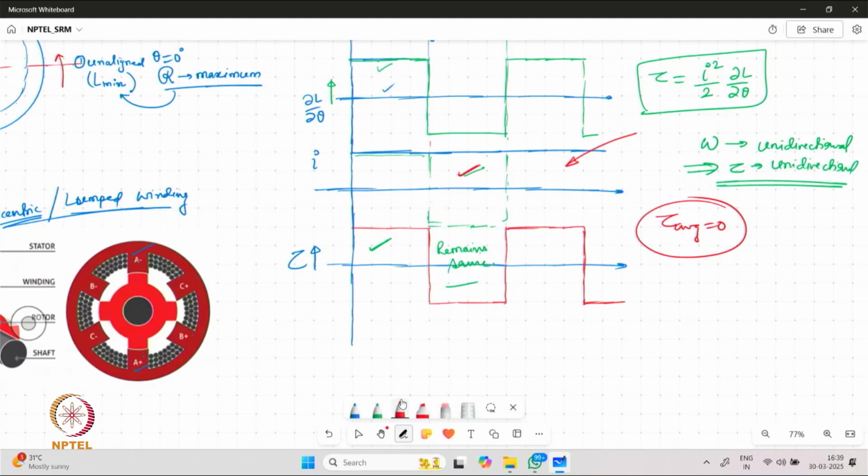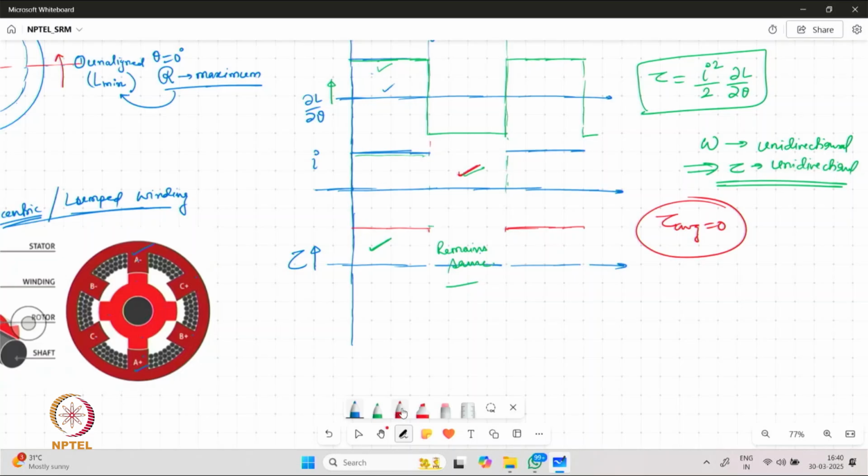So, practically what is followed is that the current is applied only over the durations when the torque is having a uniform direction, that is, dL/dθ is having a uniform direction. For example, if we want to generate a positive torque, we are going to apply current only over the region where our dL/dθ is positive.